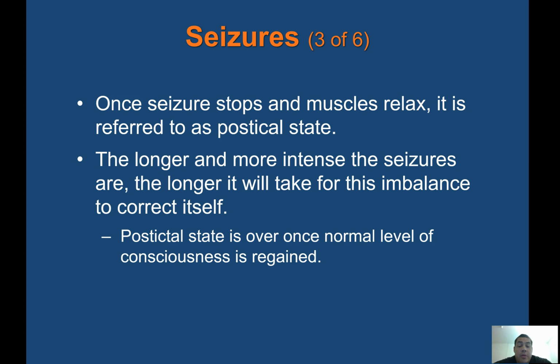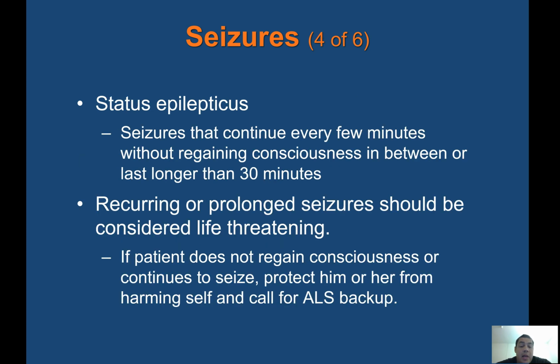Once the seizure stops and muscles relax, it is referred to as the postictal state. The longer and more intense the seizures are, the longer it will take for this imbalance to correct itself. The postictal state is over once normal level of consciousness is regained. Status epilepticus is seizures that continue every few minutes without regaining consciousness in between or last longer than 30 minutes. Recurring or prolonged seizures should be considered life-threatening. If the patient does not regain consciousness or continues to seize, protect him or her from harming himself and call for ALS backup.